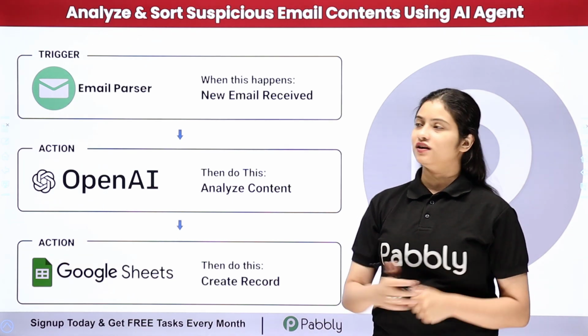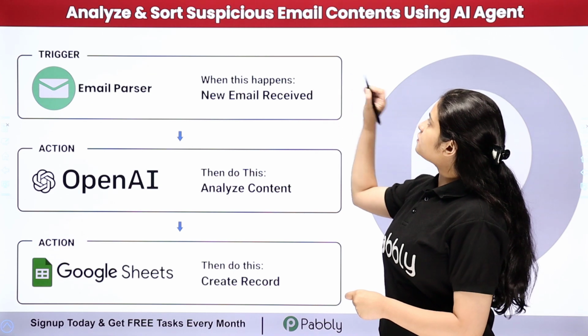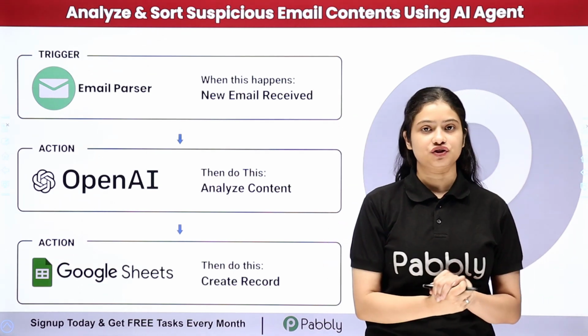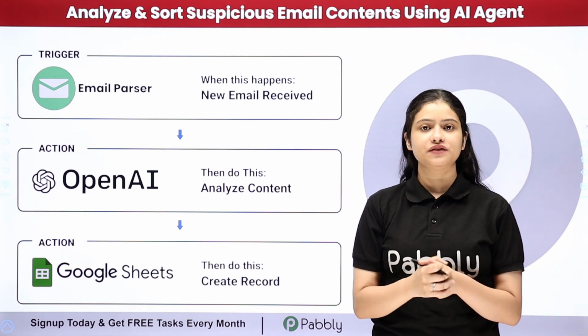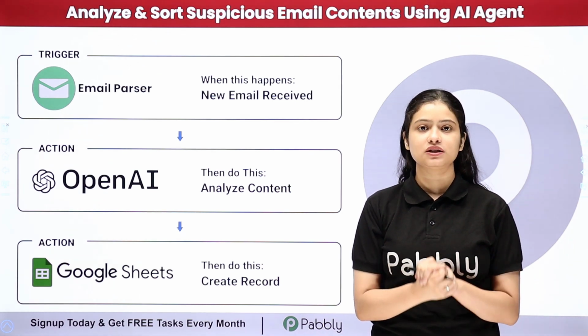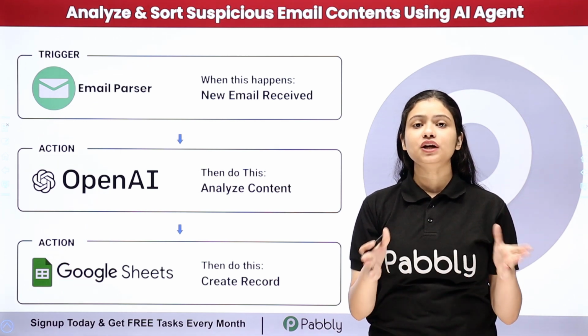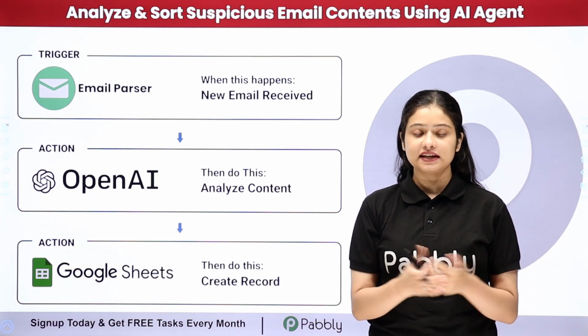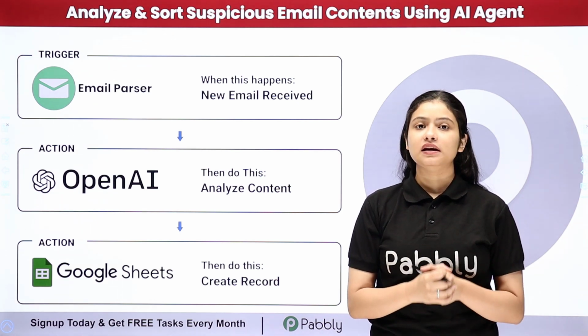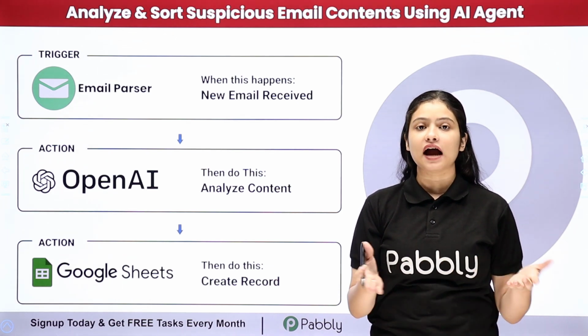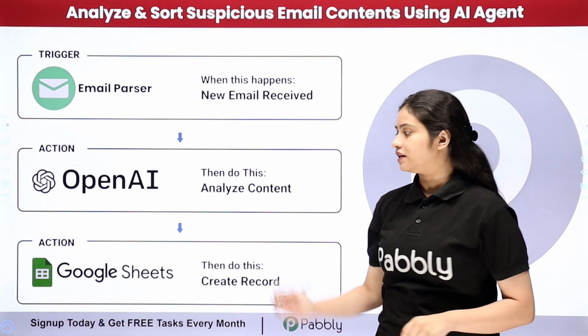In this video, we are going to learn how to analyze and sort suspicious email content using AI agent. So I am working in an IT team of a mid-sized company and we are regularly receiving suspicious and threatful emails on a regular basis. Now here I need to identify each of the suspicious emails, and for that I have started an automation that is going to identify each of the emails, identify the suspicious events in that, and automatically add the threat reasons in my Google Sheets.